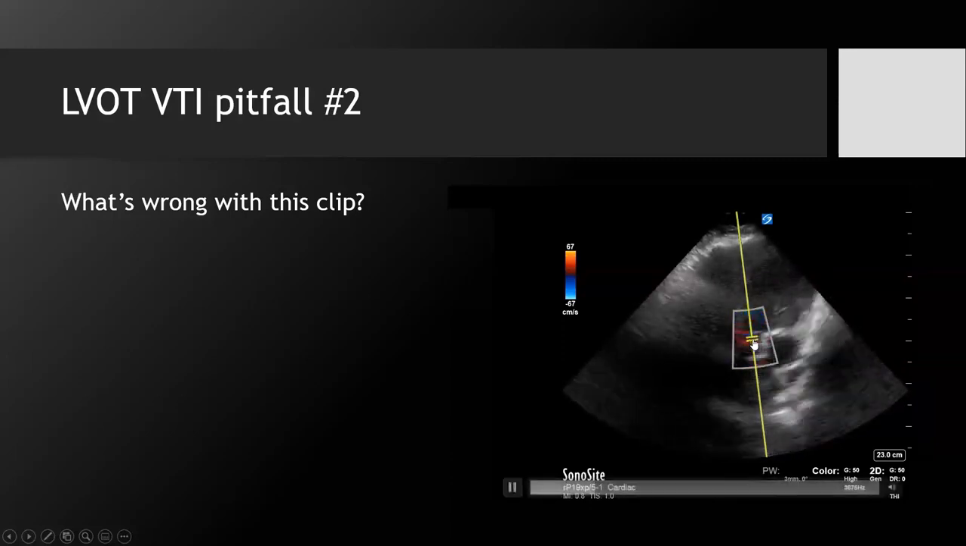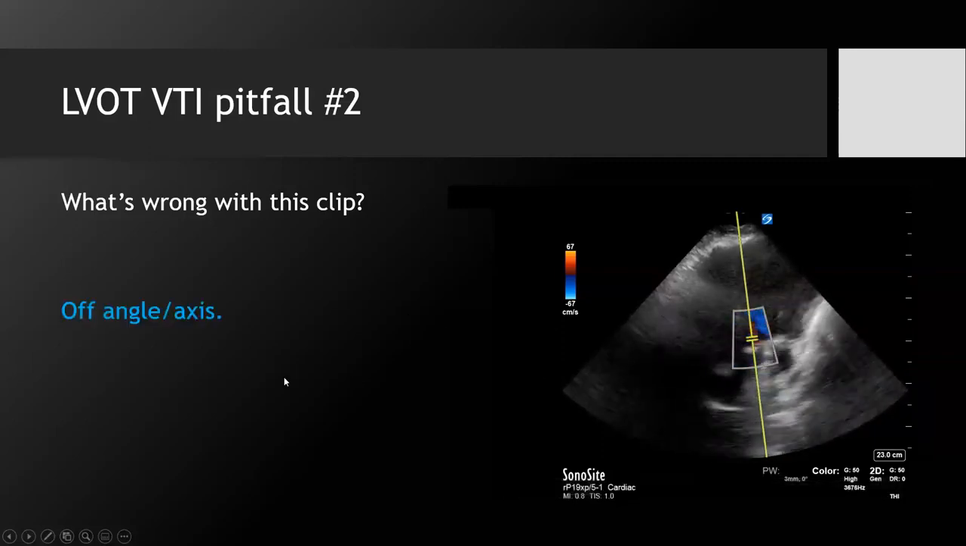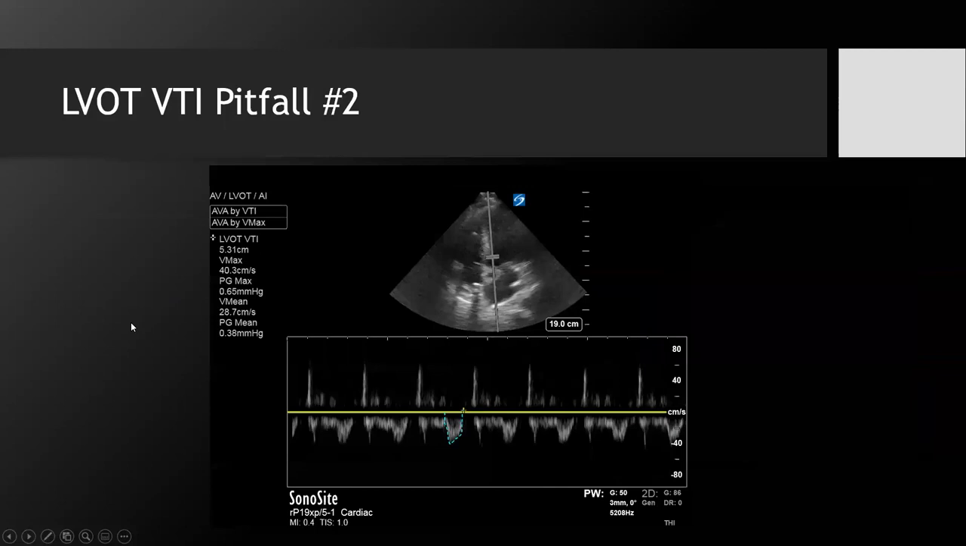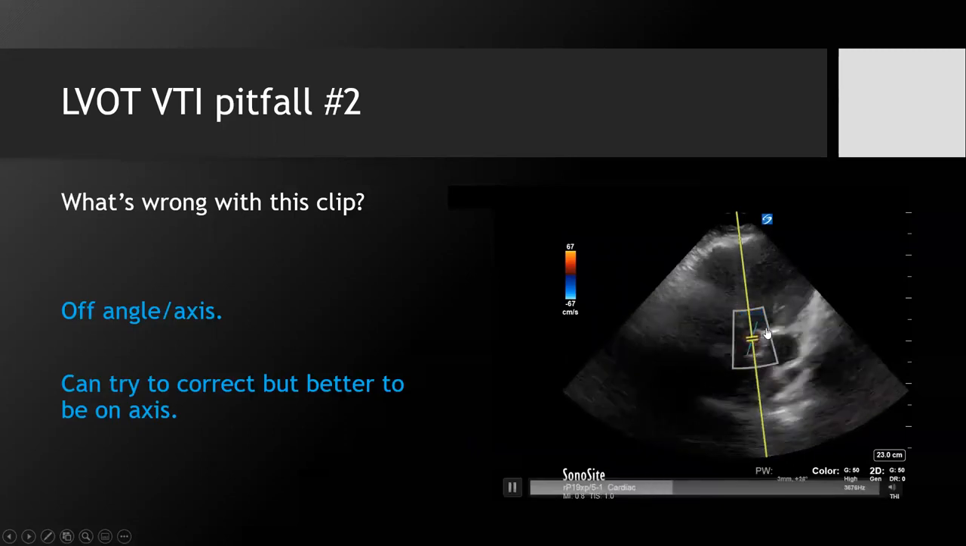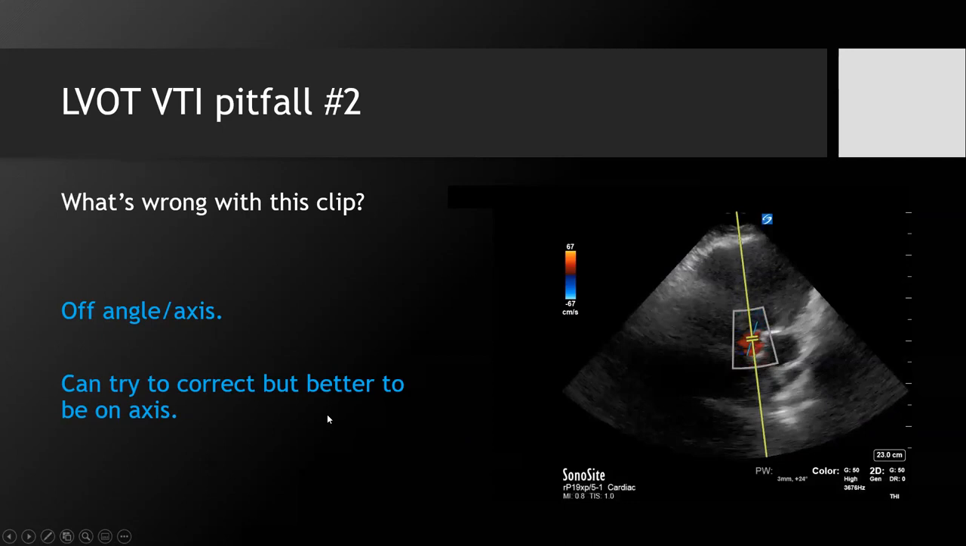We're in the LVOT. Yes? You are, but the angle is off. Exactly. Your angle is terrible, right? So off angle, off axis, you're going to get a poor measurement. It'll look something like this. This is what it comes out as, right? And again, you could do this angle correction and it'll help, but it's not ideal. It would be much better if you just reoriented and tried to get it at a different angle.